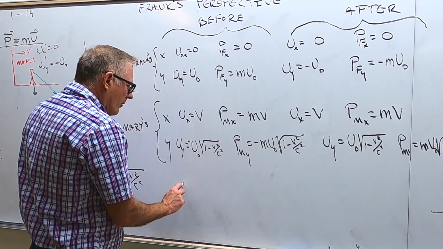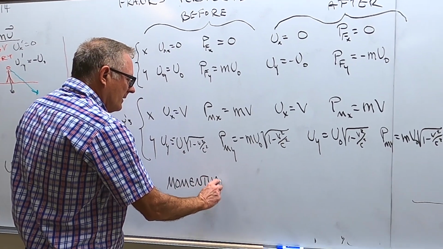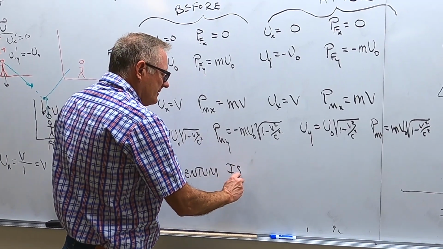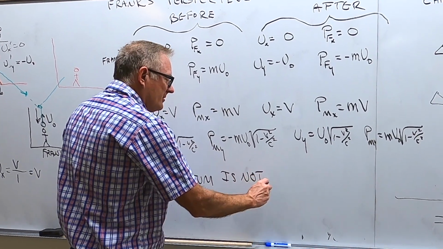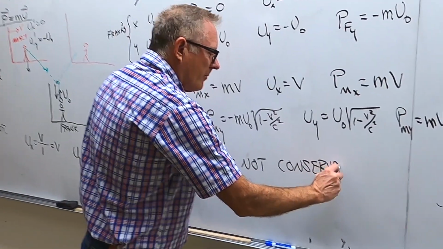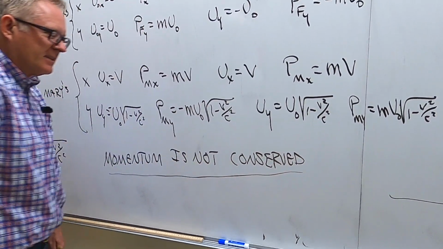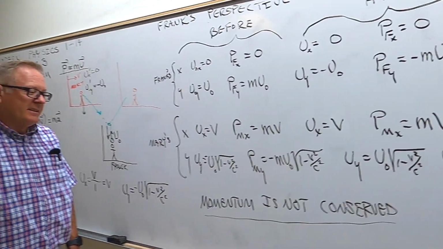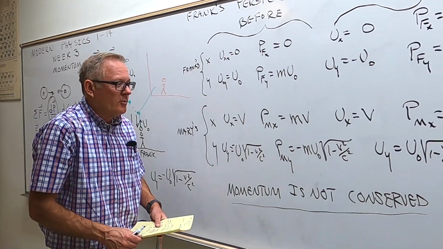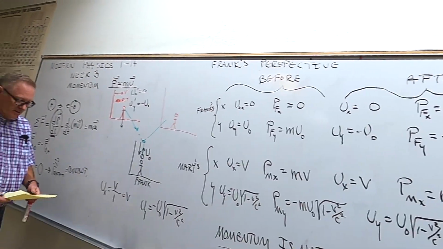So it looks like momentum is not conserved. Boy, that makes it tough. Because if momentum isn't conserved, this momentum was the bedrock of all of physics for collisions right here. What are we going to have to do to handle collisions if momentum is not conserved?